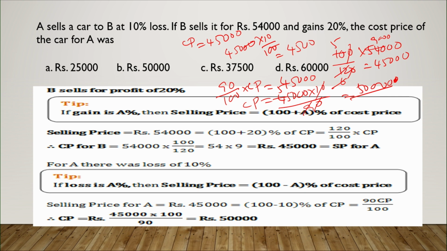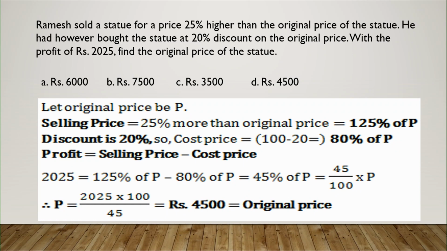So like this you can calculate the values. Now we will see one more. Ramesh sold a statue for a price 25% higher than the original price of the statue. He had, however, bought the statue at a 20% discount on the original price, with a profit of 2025. Find the original price of the statue. The options given are 6,000, 7,500, 3,500 and 4,500.